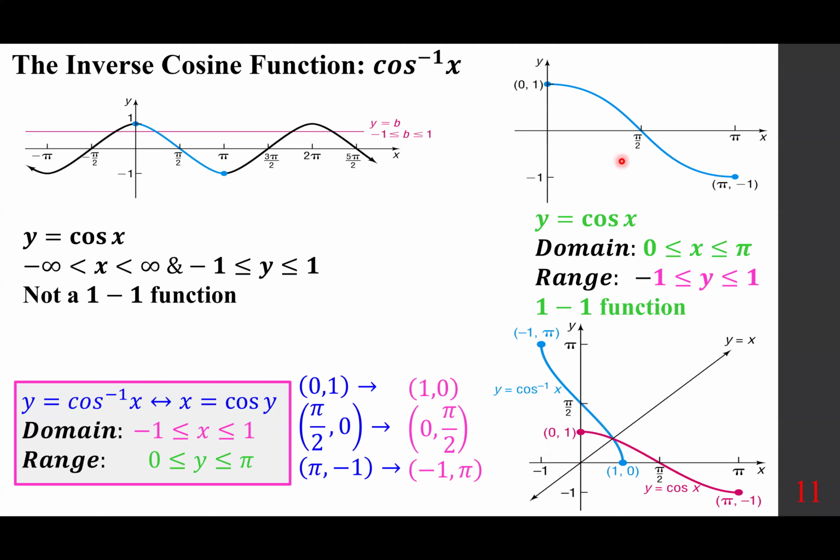Look at this graph. If you graph both of them on the same set of axes, they must be symmetric with respect to the line y equals x, because that's the nature of inverse functions.